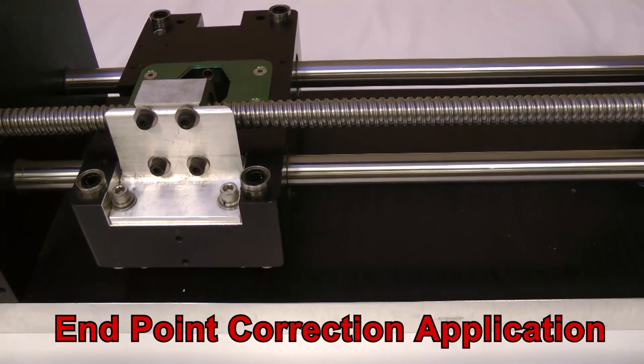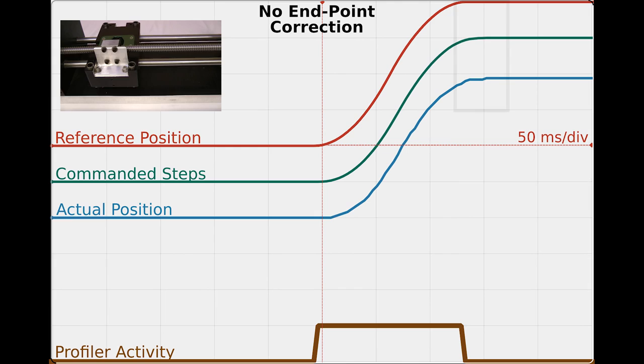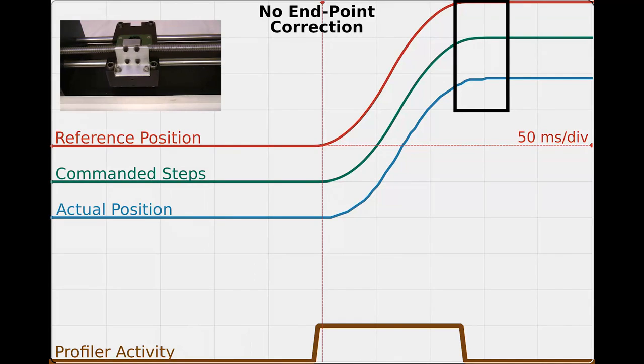Here we have a stage performing a series of moves. The dark red line is the reference position. The blue line is the actual motor position. The green line is the commanded steps from the controller. And finally, the brown line indicates that the controller's profiler is active. Each time the motor makes a move, it's off by over 70 counts.